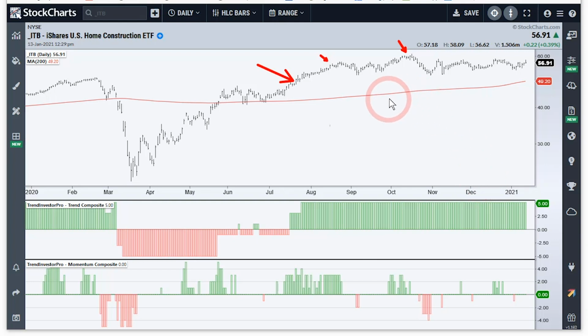And second, you can see there's a 200-day, and it is rising. So we're above the rising 200-day. So we got a 52-week high in sight. We're above the rising 200-day.